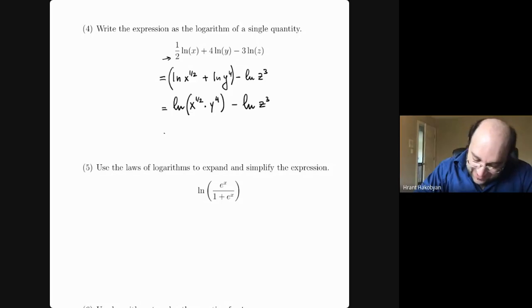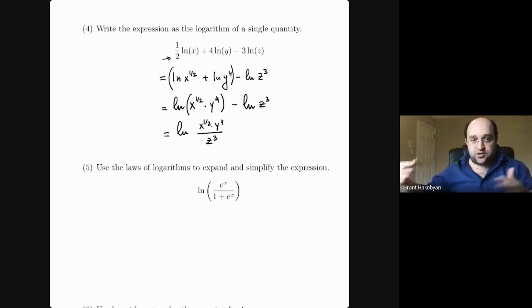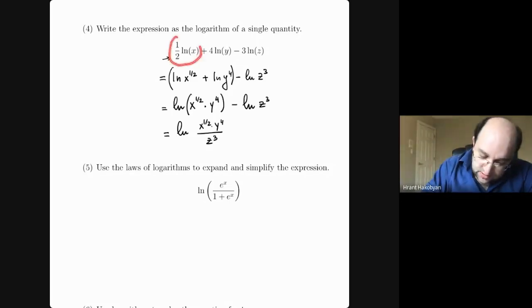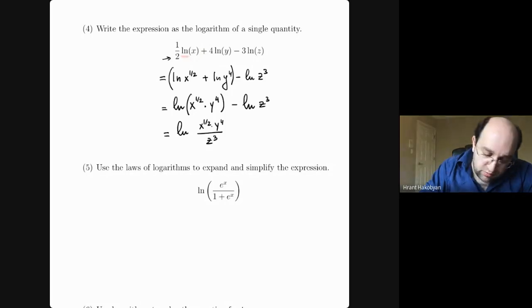So it's logarithm of x to power 1/2 times y to power 4 divided by z to power 3. Because the subtraction becomes the quotient. Any questions about this? Should I go over it one more time? Okay, let me just do it quickly one more time. I have this plus that minus this. So I simplify all of this and write them as logarithm without coefficients.